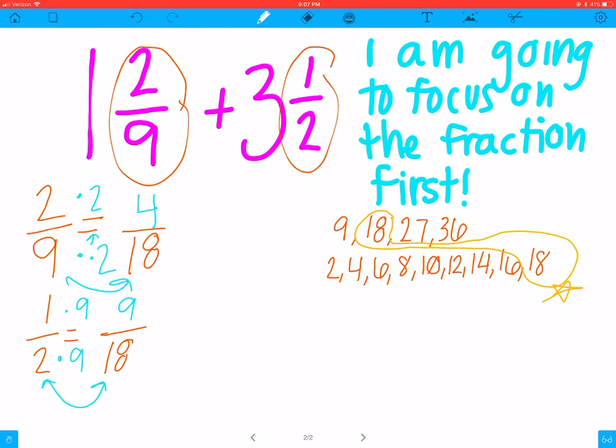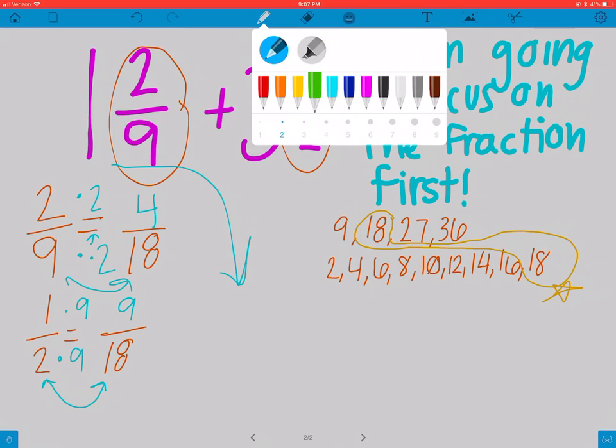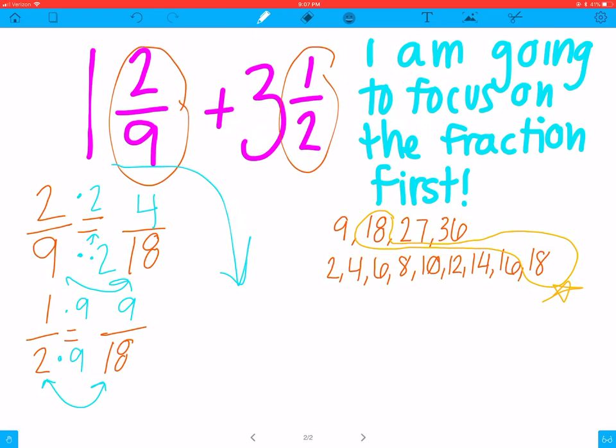Time to rewrite it. I'm going to rewrite it with these new equivalent fractions. We talk a lot about equivalent fractions, and that's what we do when we are using the least common multiple to find equivalents. They're equivalent. So I rewrite it as 1 and 4/18, and I add 3 and 9/18.